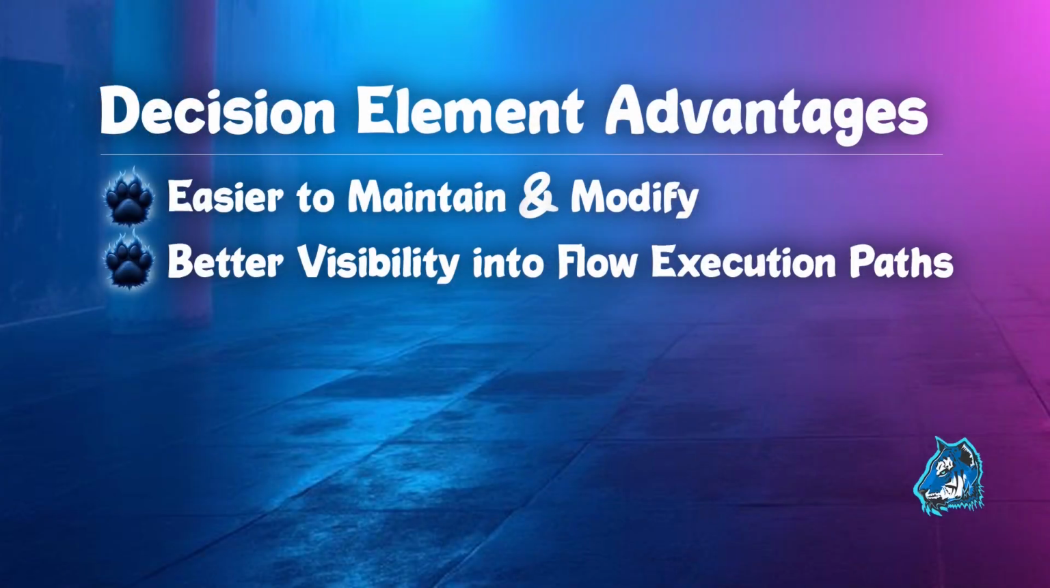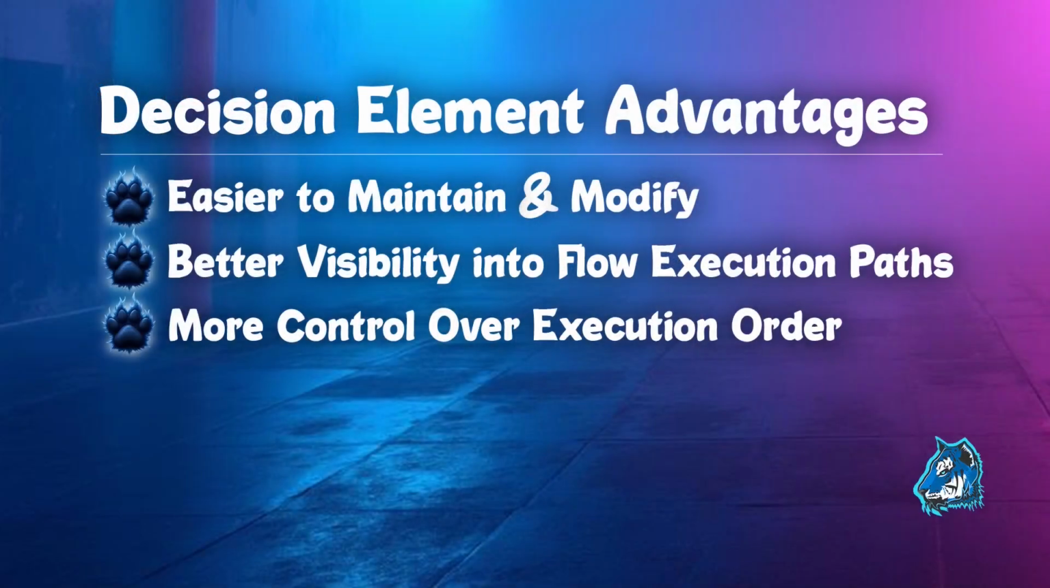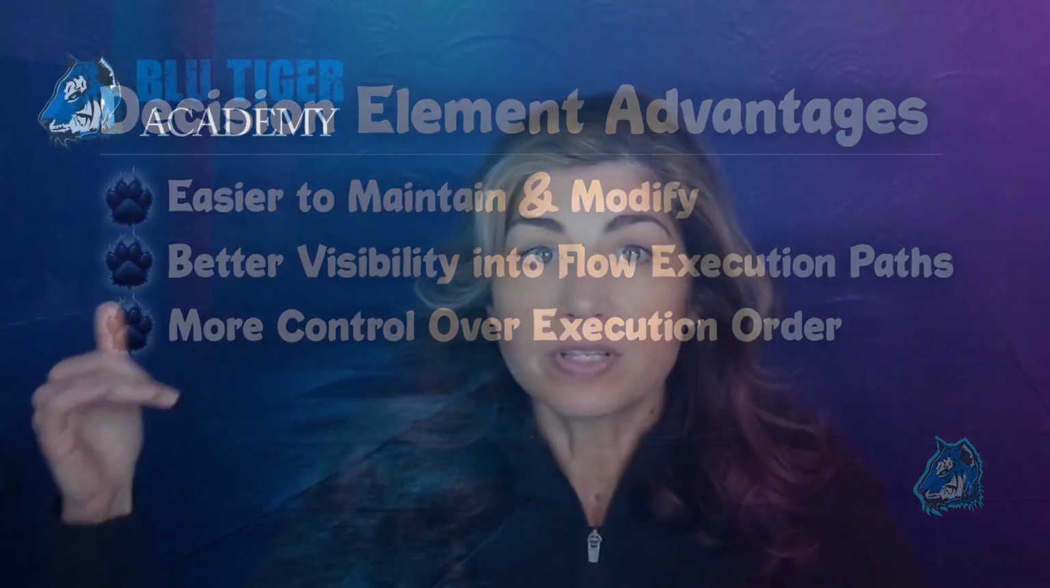We also see better visibility into the flow execution paths. You can see which records follow which paths directly in the flow debug logs, which is great for tracking complex branching logic. We also have more control over execution order since all of the logic is in one flow. You can control the sequence of actions in a clear and logical way.